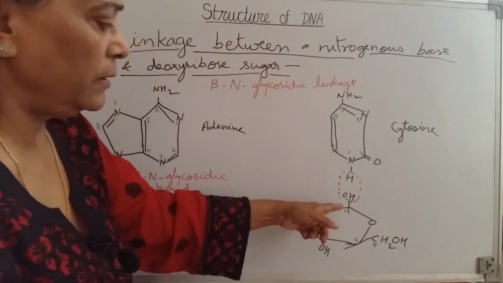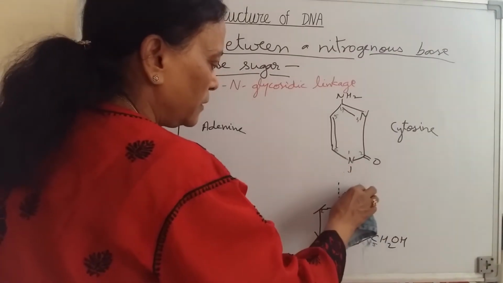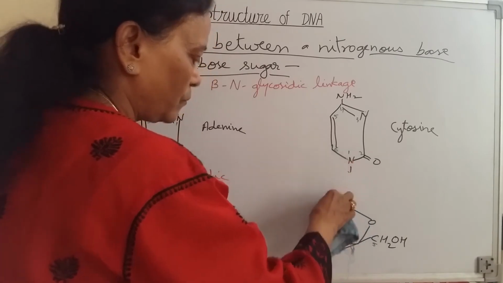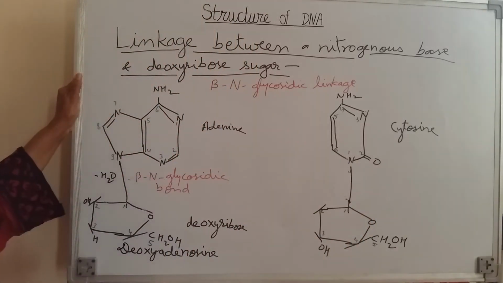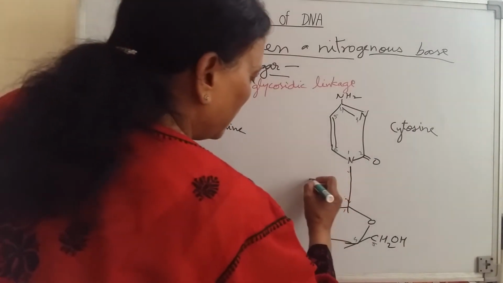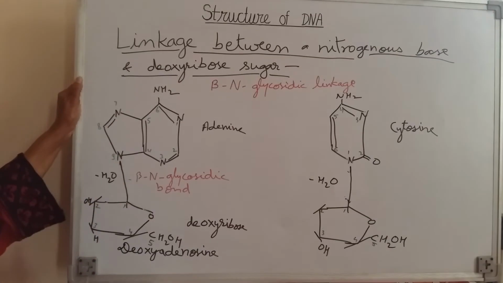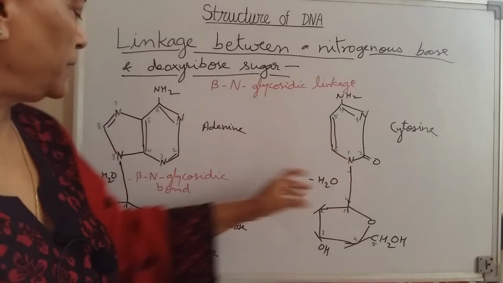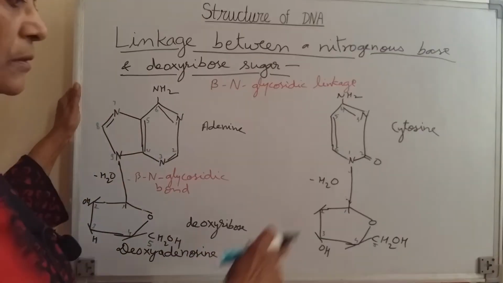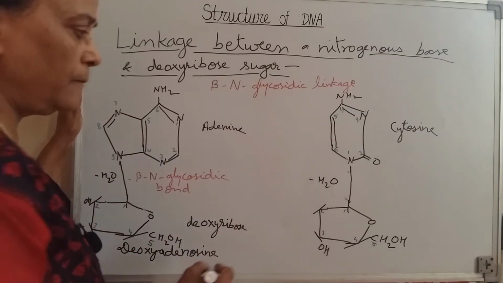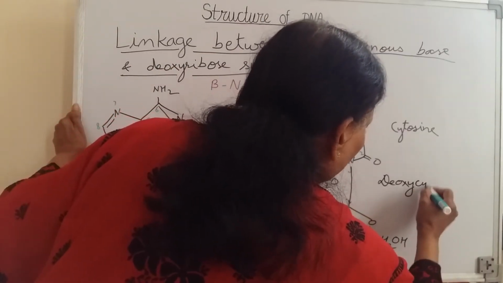So N1 and C1 combine and a molecule of water is liberated. And N gets directly combined with C. This bond is beta N-glycosidic linkage. So that is the difference between purine and pyrimidine. Here it is N9 and here it is N1. In this case, the nucleoside form is called deoxycytidine.